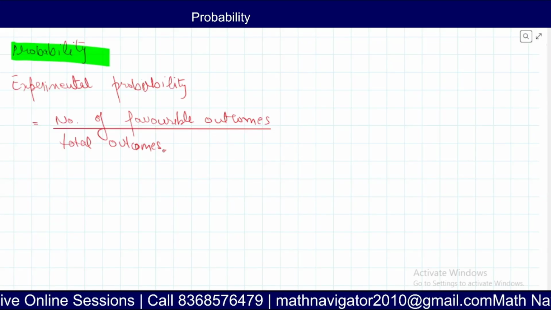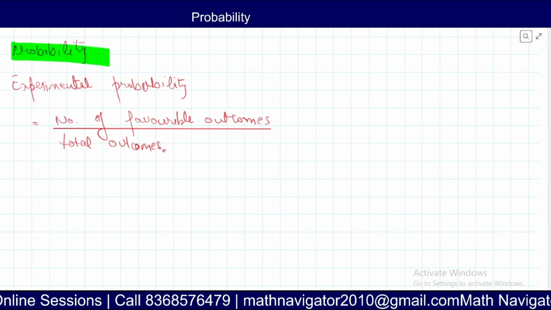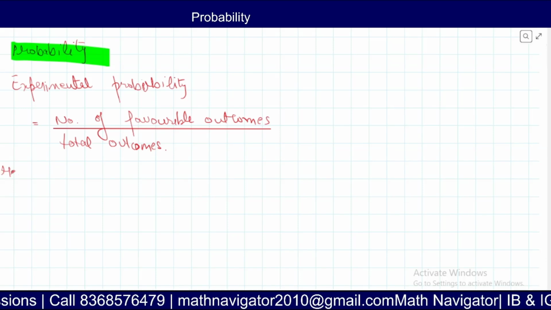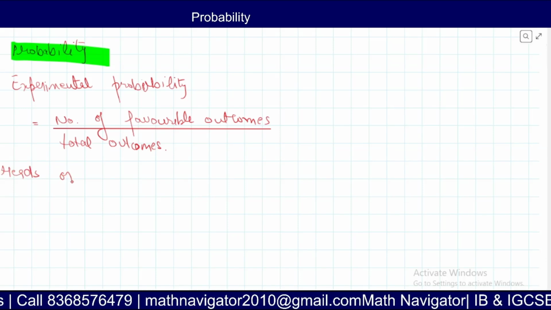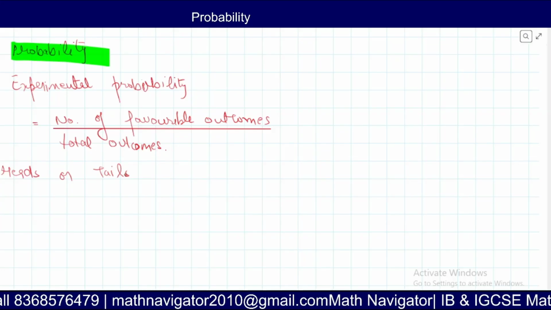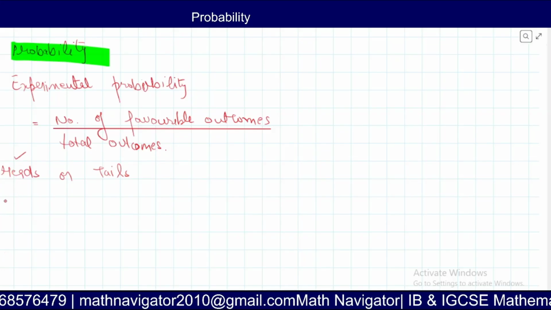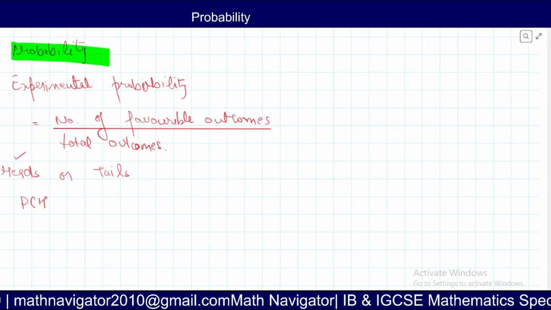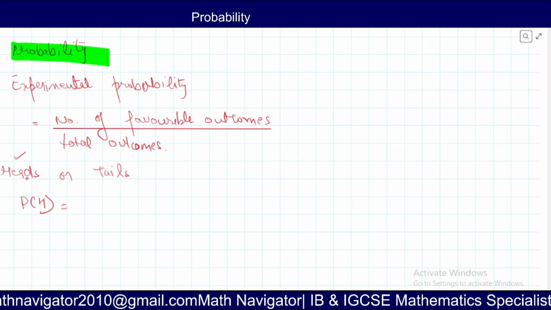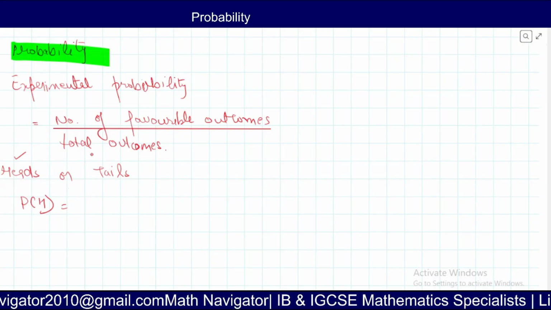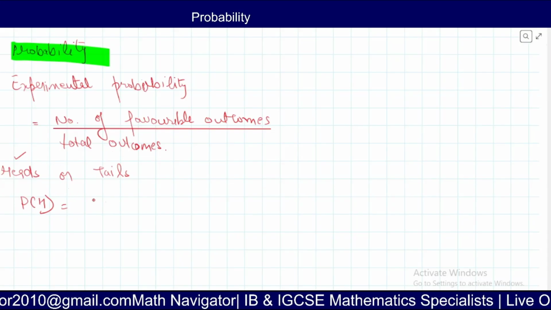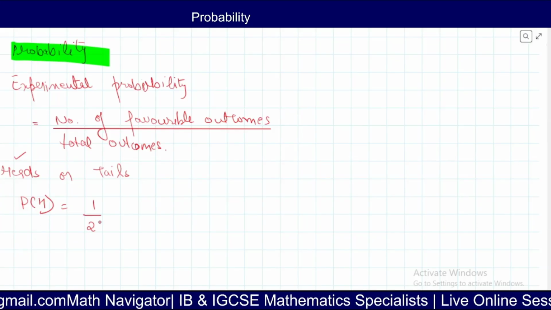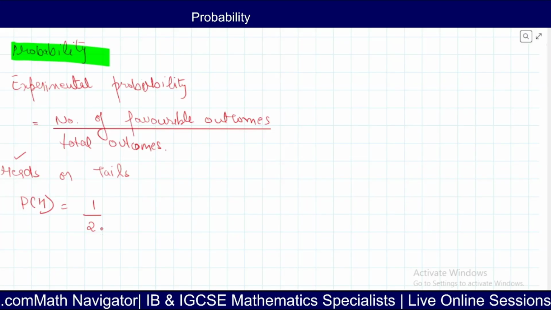Number of favorable outcomes. Let's say if you toss a coin, right? So if you toss a coin, there are two possibilities: heads or tails. So your favorable outcome is head. So if I want to know the probability of head, how much is the number of favorable outcomes? 1, and total possible outcomes are 2. So the probability of getting a head is 1 over 2.